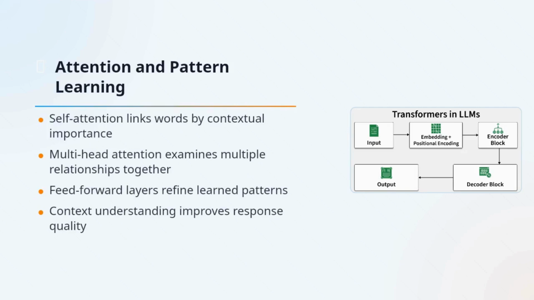Self-attention is one of the most important ideas in LLMs. It helps the model decide which words should influence each other based on context. Multi-head attention goes a step further by looking at several kinds of relationships in parallel, while feed-forward layers help refine the learned patterns. Together, these components help the model understand meaning much more deeply.